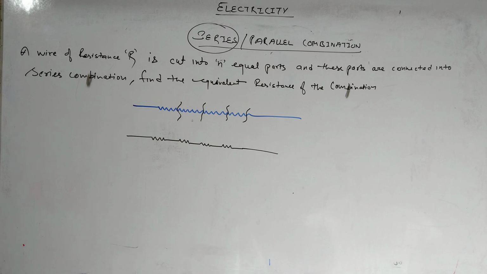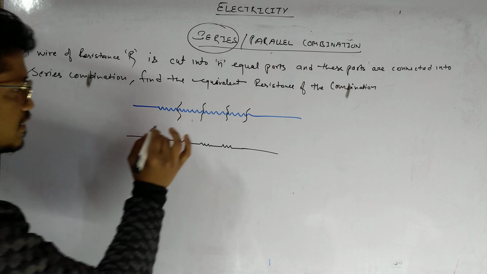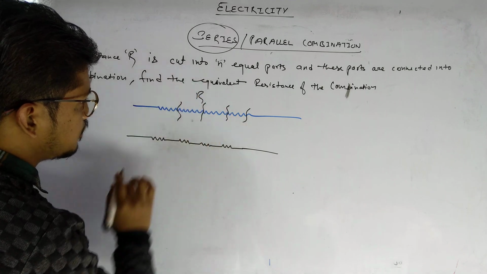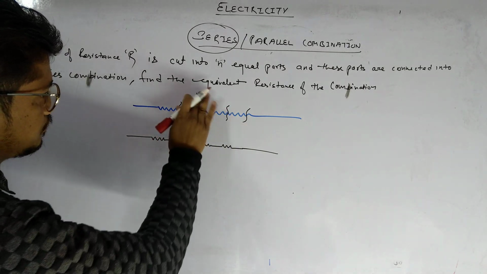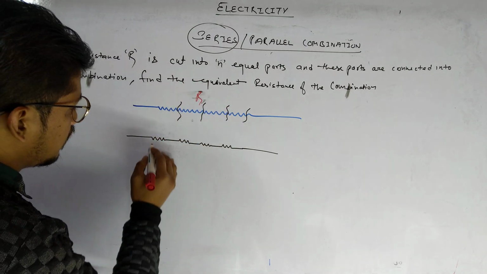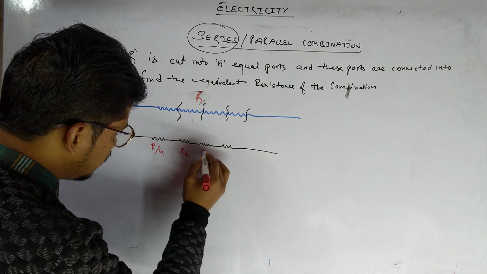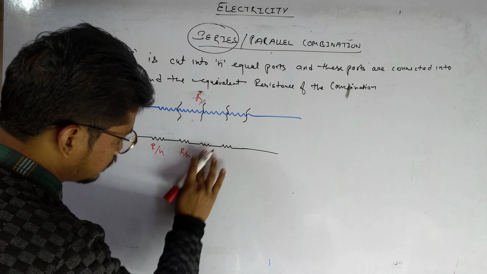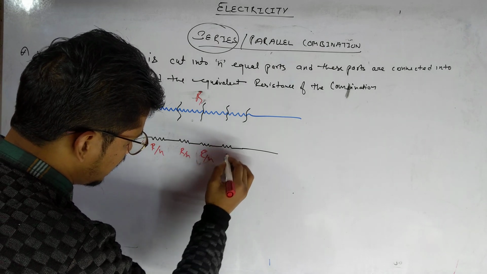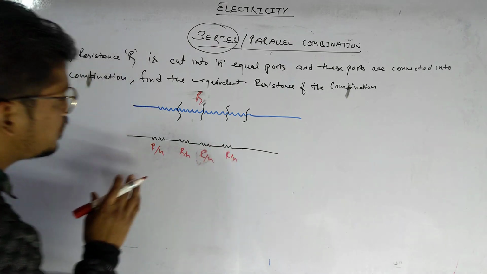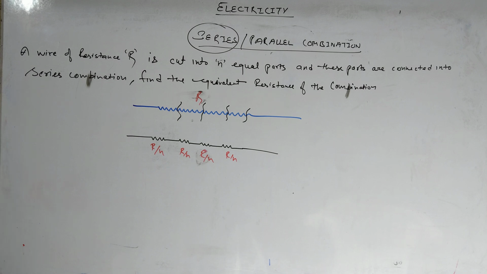Now suppose that this is total R. Now this is R by N, R by N, R by N, R by N. Okay, because we cut it down into n equal parts. So the new resistance is R by N each.